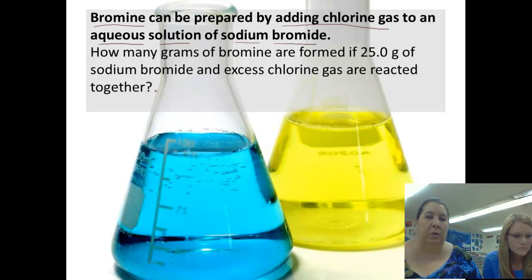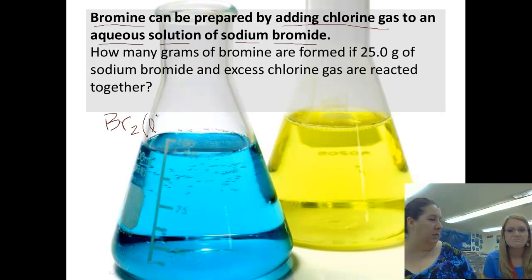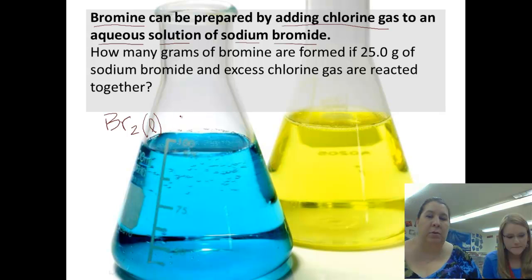We've got Br, it's diatomic, so I've got to put that Br2. And bromine, if you look on the periodic table or you look it up, you find out that bromine is one of the very few liquids at room temperature. And it is added to chlorine gas, and again, it is a diatomic molecule.